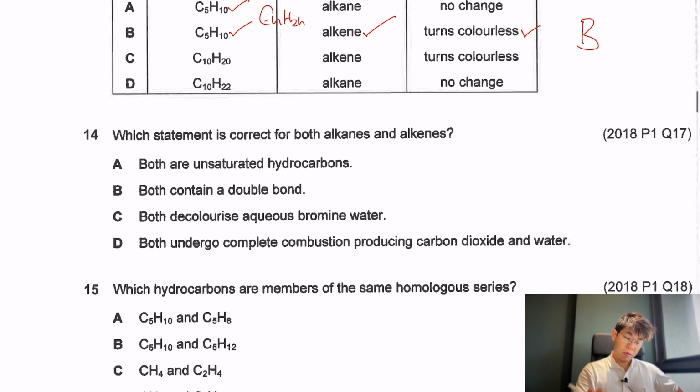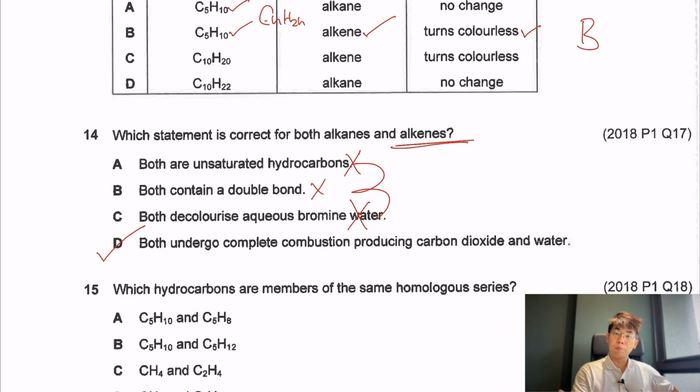Now, next statement is true for both alkanes and alkenes. So they're both unsaturated. That's false. Only alkenes are unsaturated. They both contain a double bond. That's false. Only alkenes contain a double bond. Both decolorize. So all three mean the same thing. So this is false. Only alkenes decolorize. But what is true is that all undergo complete combustion to form carbon dioxide and water. So that's D.